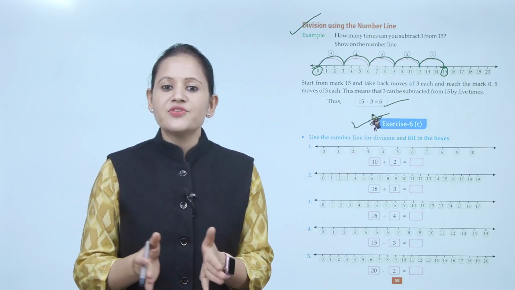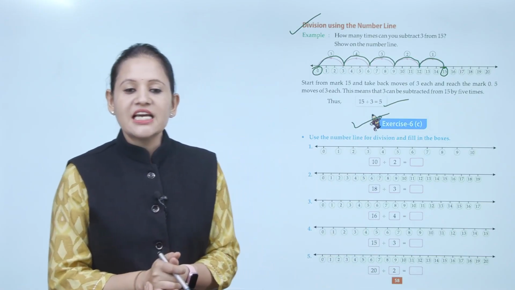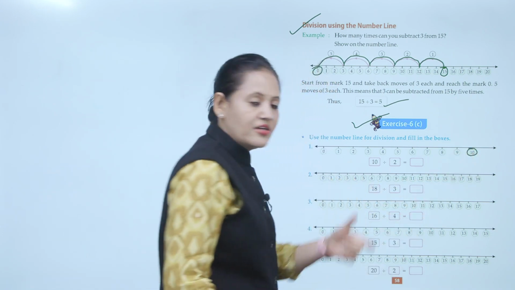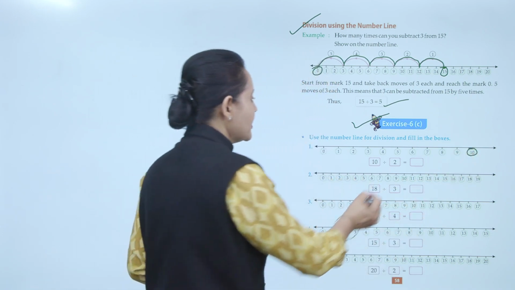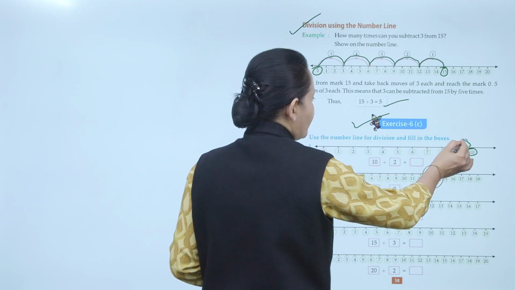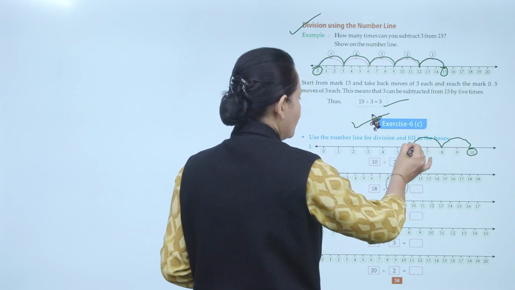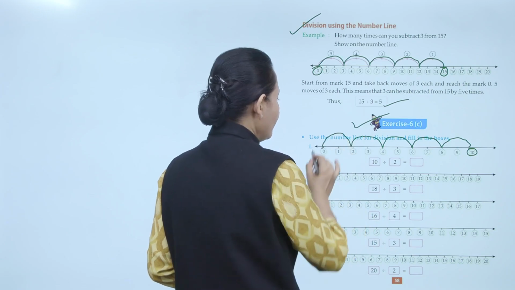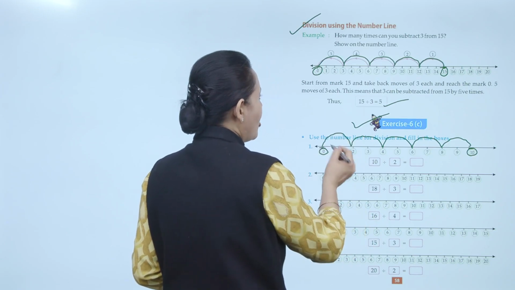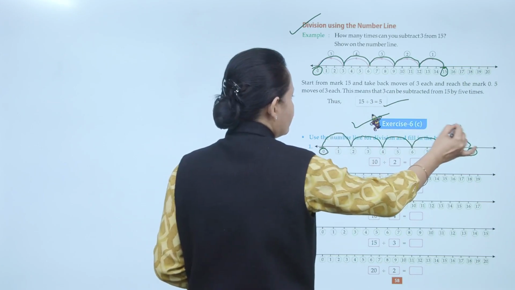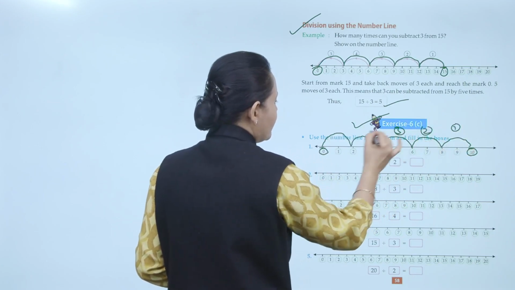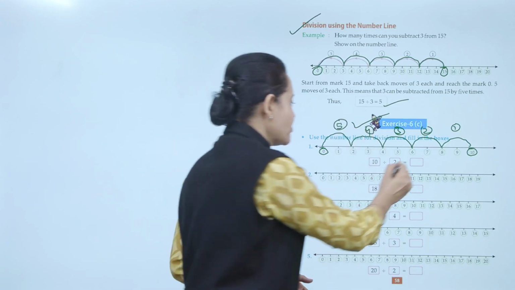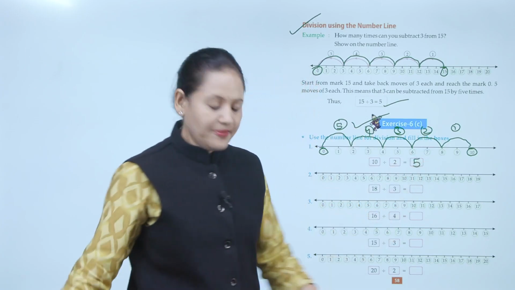Next is exercise 6c. Use the number line for division and fill in the boxes. 10 divided by 2. So, here is number 10. So, we'll make backward moves of 2 until we reach 0. 1, 2, 3, 4, and here it is 0. So how many times? 1, 2, 3, 4, 5. So 10 divided by 2 equals 5. Clear?